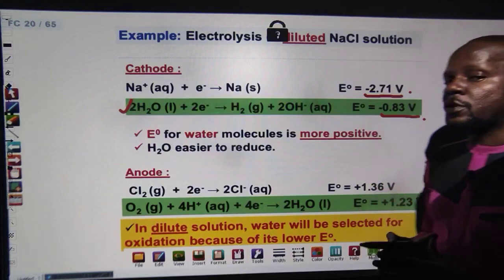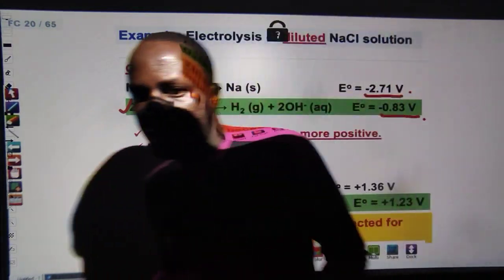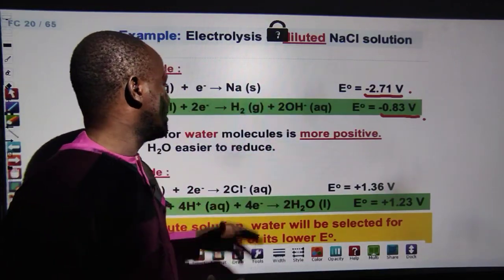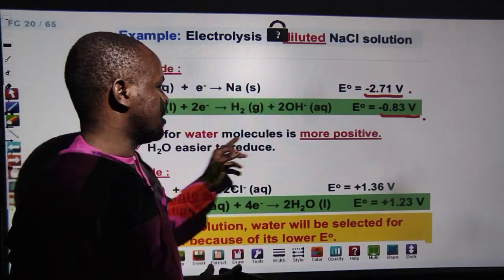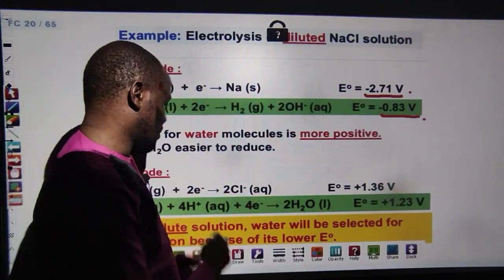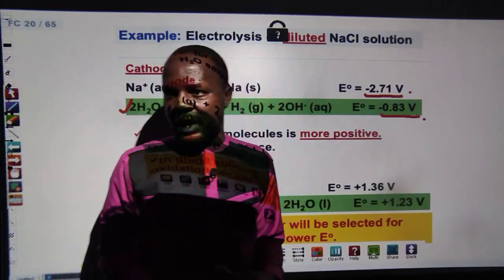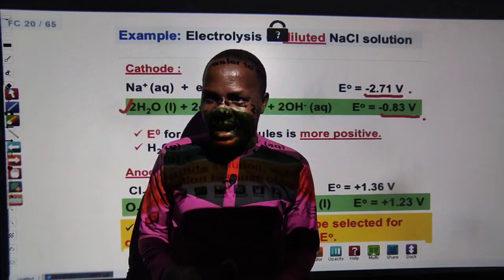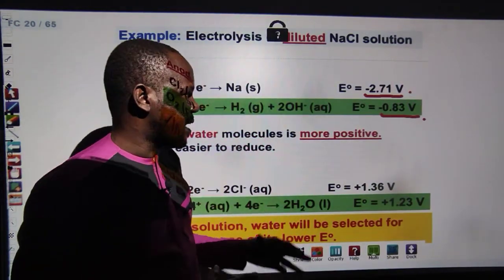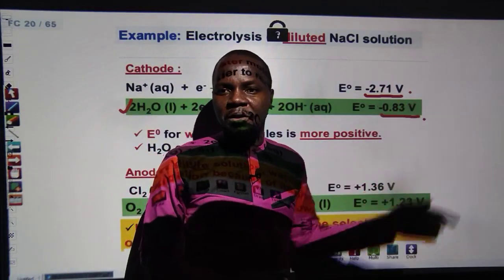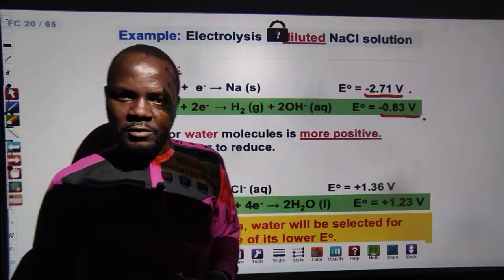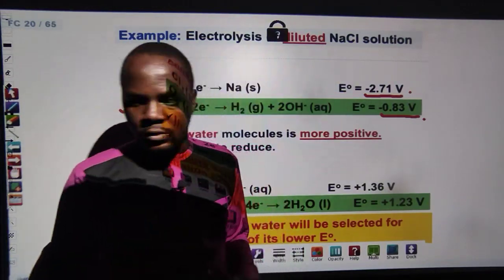But for those of you who are good at cramming, you might keep it in mind: for dilute sodium chloride, we discharge hydrogen here and oxygen here. Hydrogen and oxygen are liberated respectively. Do you understand? But for understanding, the reason why is the value of E naught of each of them, and that is the reason why I put that first factor, because many of your textbooks don't talk about that.